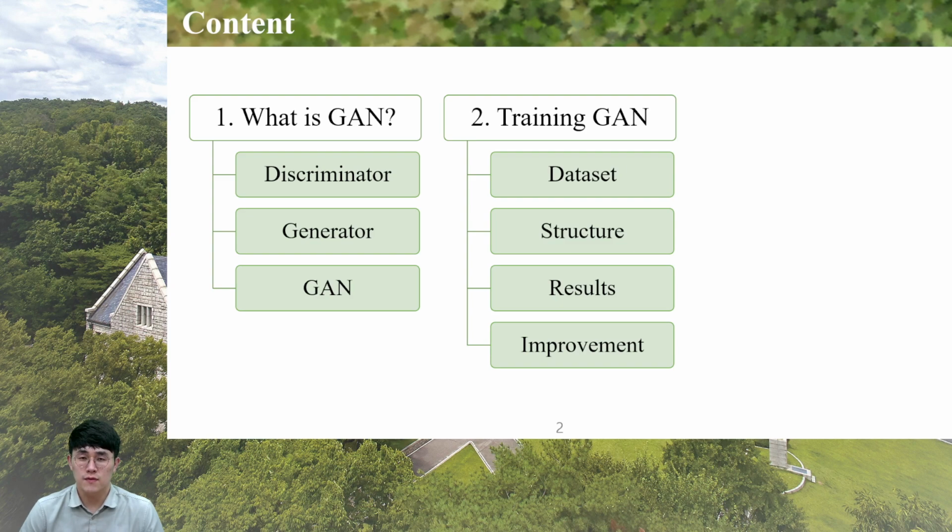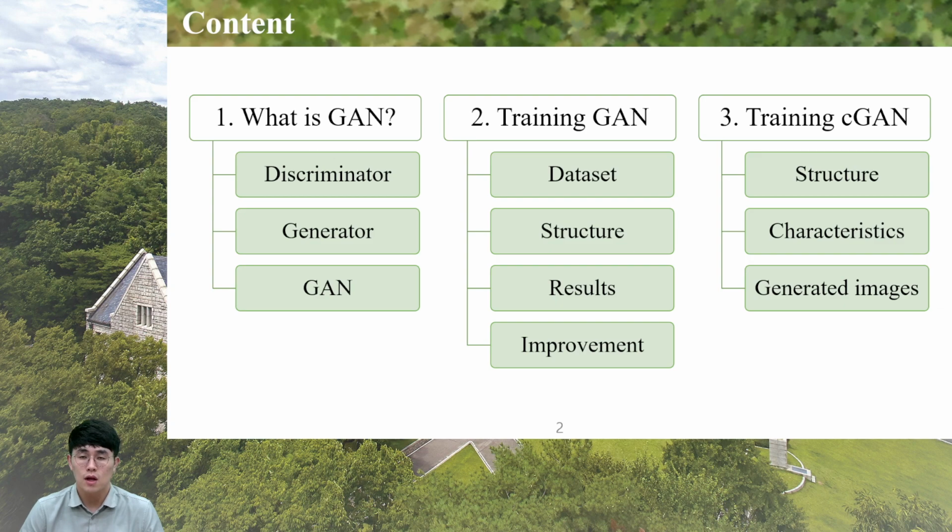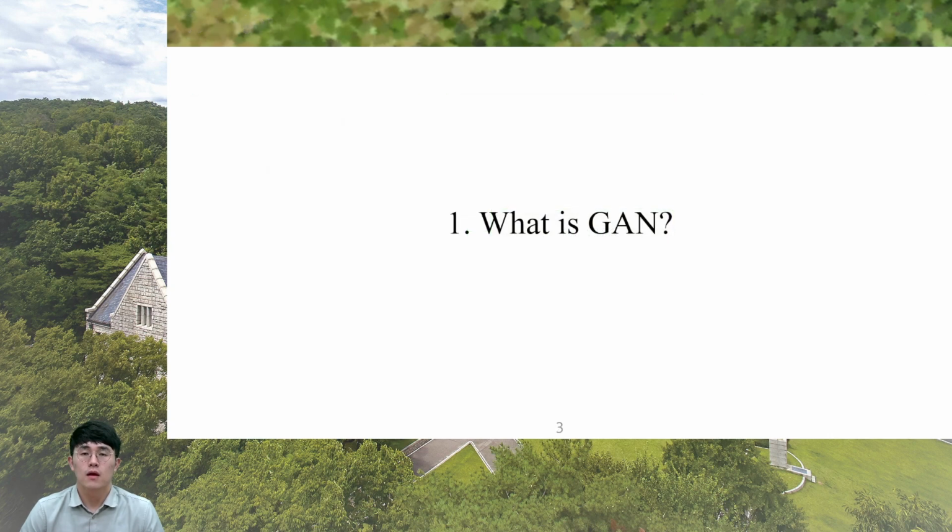To compensate for GAN's weakness, I will quickly introduce the cGAN in the last chapter. In addition, I'd like to wrap up the talk by highlighting the features of cGAN and comparing the results to those of GAN. Let me get right to the point. First, what is GAN?